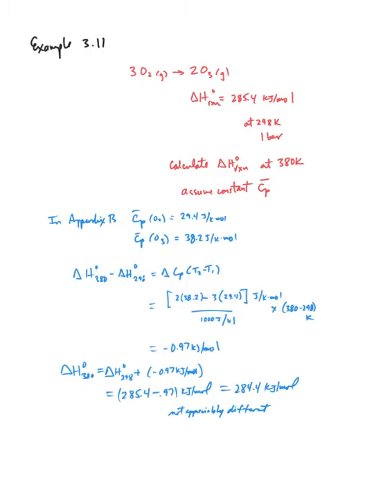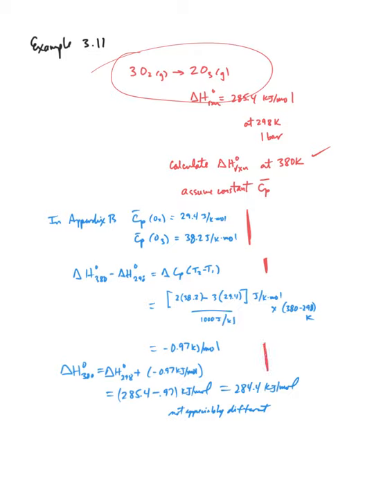Let's do an example. So this is example 3.11. Simple reaction, 3 moles of oxygen going to 2 moles of ozone. And the delta H of reaction when you run it at standard conditions, which is 298 K, the pressures are at 1 bar. Calculate the delta H of this reaction if you ran it at 380 K. Well, if you assume that the heat capacities are basically the same for ozone and O2 at either temperature, you could look those up in an appendix, find their difference, and then multiply it times the difference in temperature, which is exactly what I did here.